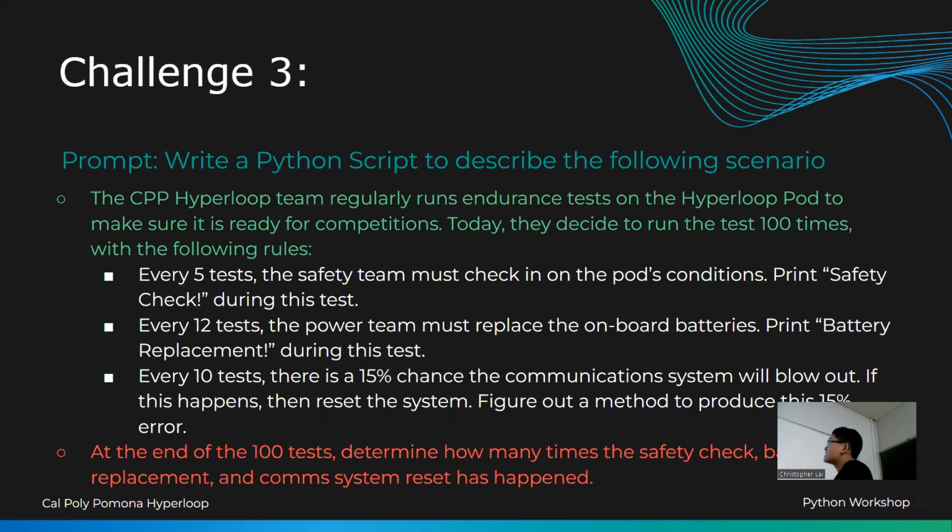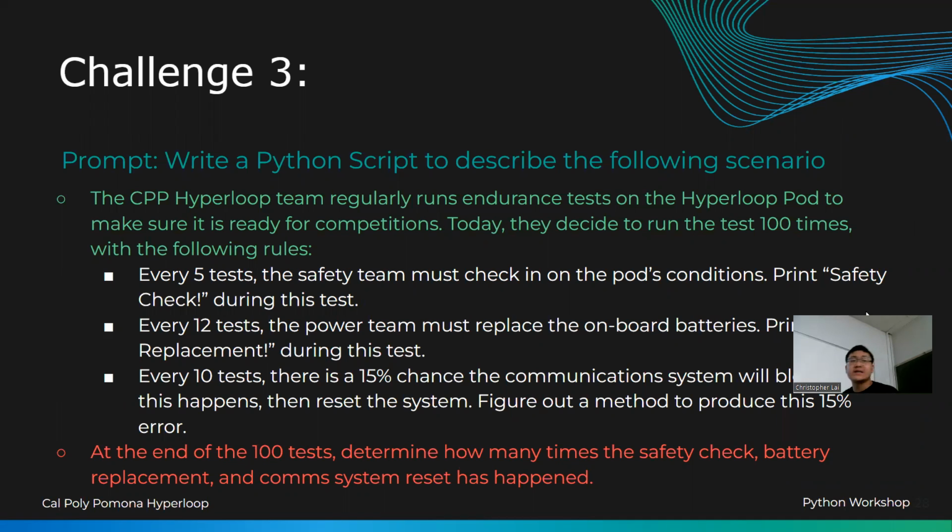Every 5 tests, the safety team must check on the pod's conditions. Print safety check during this test. Every 12 tests, the power team must replace the onboard batteries. Print battery replacement during this test. Every 10 tests, there's a 15% chance the communication system will blow out. If this happens, reset the system. Figure out a method to produce this 15% error. So at the end of the 100 tests, determine how many times the safety check, the battery replacement, and the comm system reset have happened.